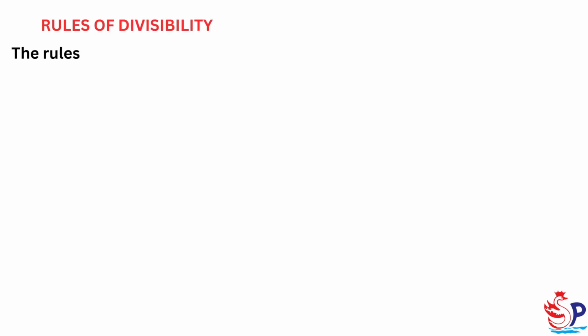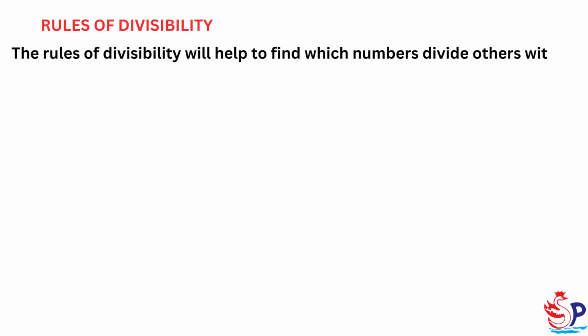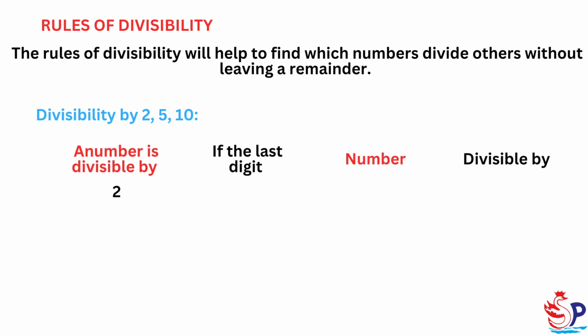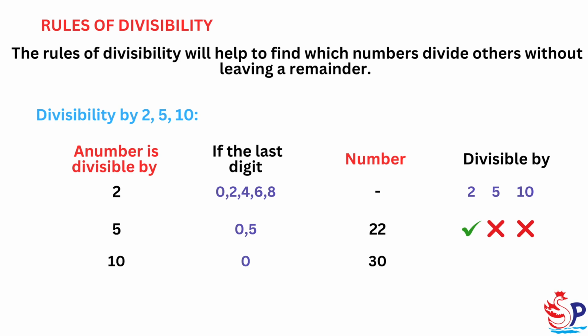Rules of divisibility. The rules of divisibility will help to find which numbers divide others without leaving a remainder. Divisibility by 2, 5, 10. A number is divisible by 2 if the last digit is 0, 2, 4, 6, 8; by 5 if the last digit is 0 or 5; by 10 if the last digit is 0.